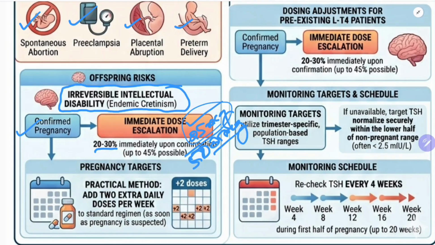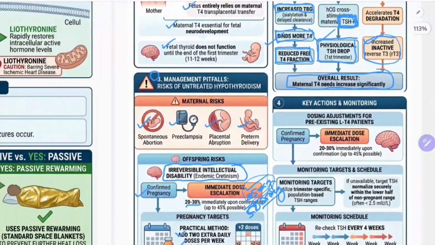Or the other method, a practical method, is to add 2 extra daily doses per week to the standard regimen as soon as pregnancy is suspected. Add 2 extra daily doses per week. That's all. 2 tablets extra in 1 week. That's the second method.